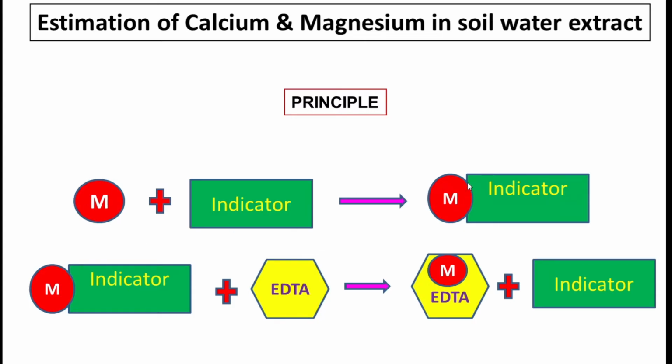In the first case, when the metal ion binds with the indicator, it gives a particular color, and again when the metal detaches from the indicator and gets embedded in the EDTA, the color changes to some other color. So these color changes help us in identifying that all of the metal that is present in the soil water extract has been embedded by EDTA. So this is the principle behind the estimation of calcium and magnesium in water.